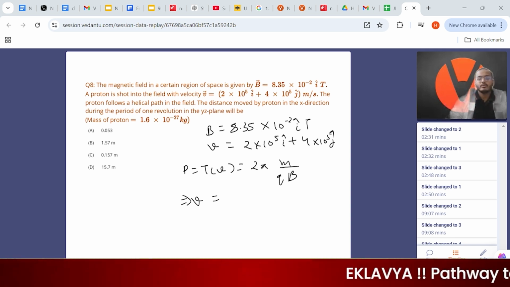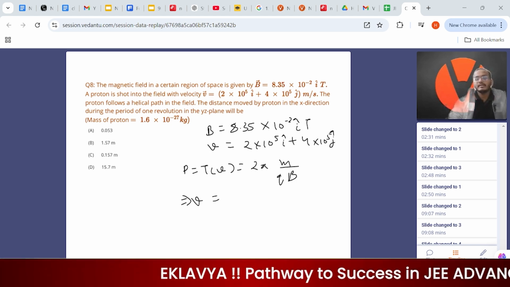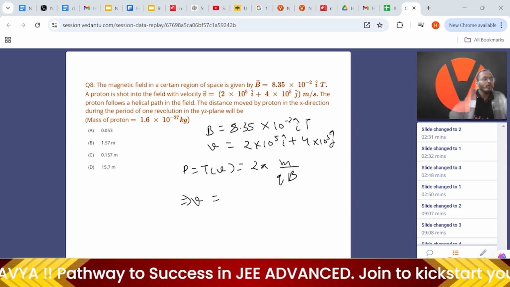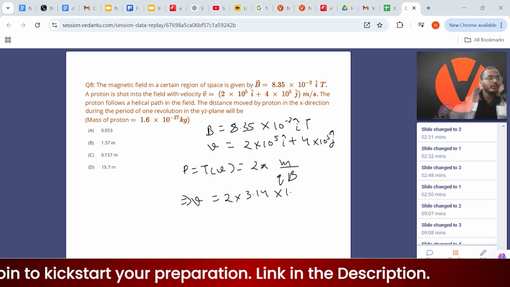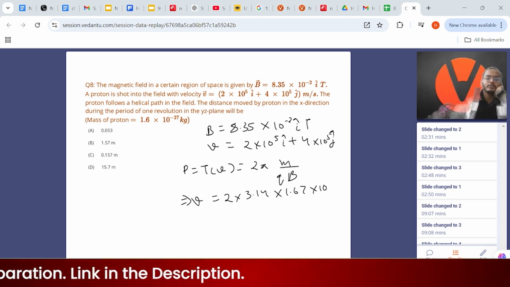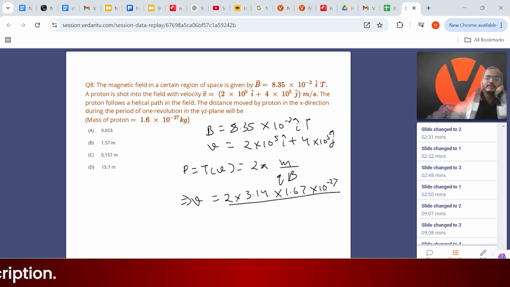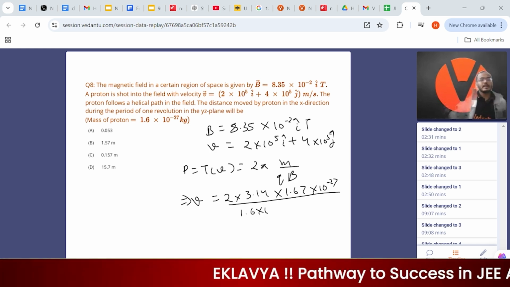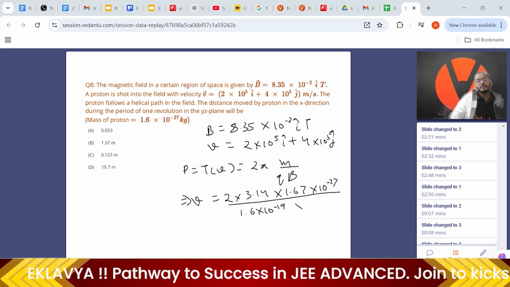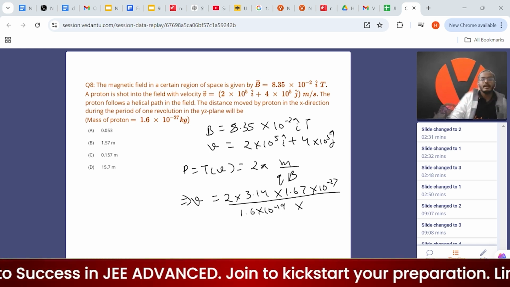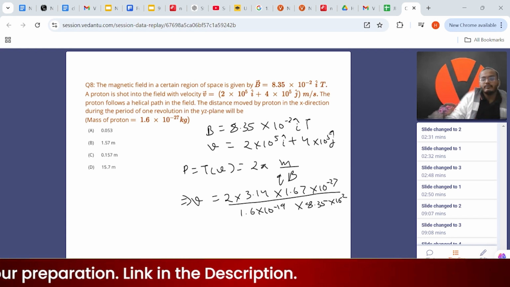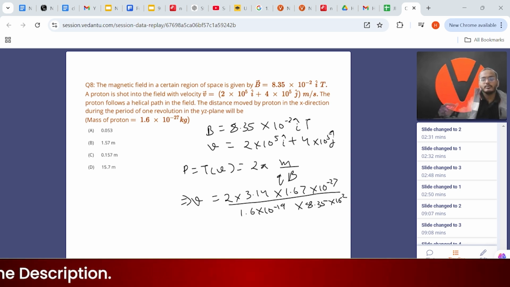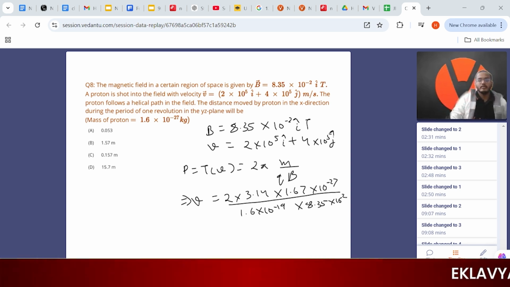Okay. So time into velocity will be equal to distance covered. So it will be 2πm by qB. My v will be equal to, just put the values here, 2 into 3.14. What is the mass of proton? 1.67 into 10 raised to the power minus 27 kg. These values you must remember. q, that is charge on proton, is equal to 1.6 into 10 raised to the power minus 19 coulomb. And the value of magnetic field is 8.35 into 10 raised to the power minus 2. Okay, we just took the magnitudes only here.